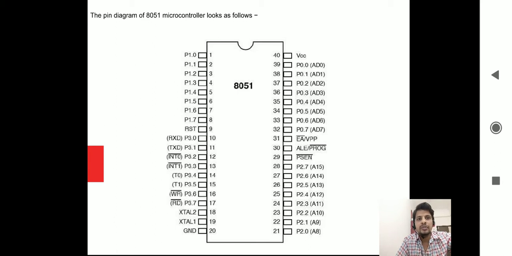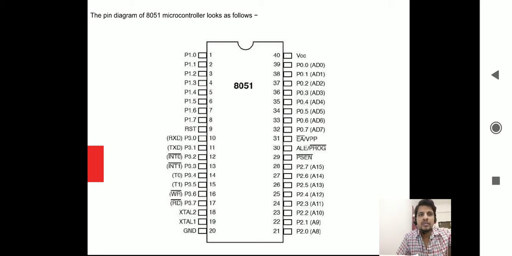So today I am going to discuss the pin diagram of 8051. In the last section, we discussed the introduction to microcontroller, and also the architecture of 8051. Now in this section, we are going to discuss the pin diagram of 8051. When we talk about the pin diagram of the 8051 microcontroller, we have a total of 40 pins.